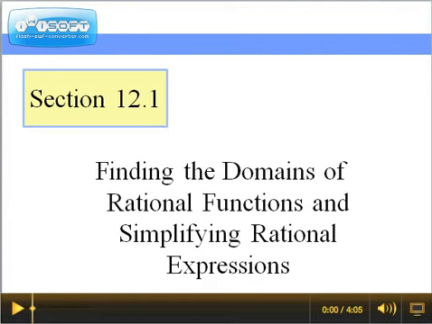Section 12.1, Finding the domains of rational functions and simplifying rational expressions. In this section, we will discuss the meaning of a rational function and how to find its domain. We will simplify rational expressions. We will also discuss how to use a rational model to make estimates about authentic situations.